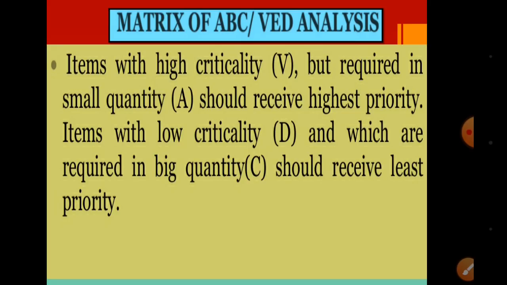Items with high criticality, that is V, but required in small quantity, that is A, should receive highest priority. Items with low criticality, that is D, and which are required in big quantity, that is C, should receive least priority.